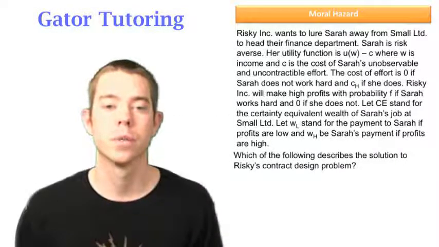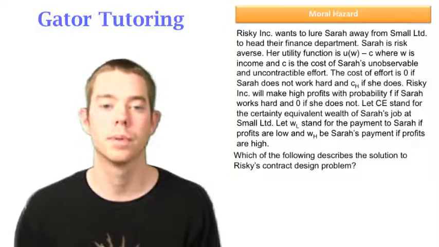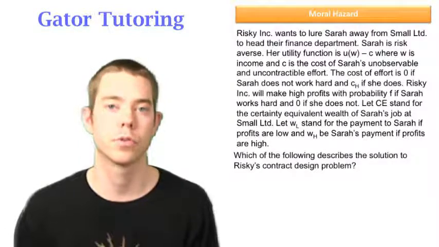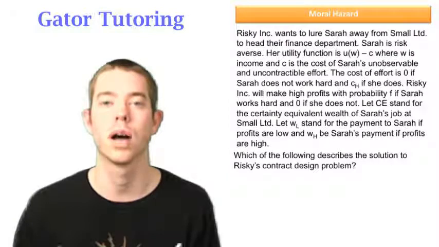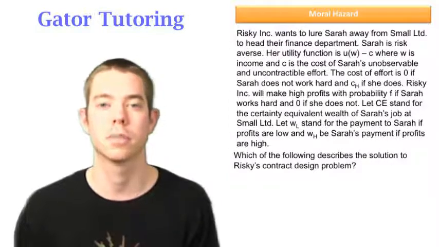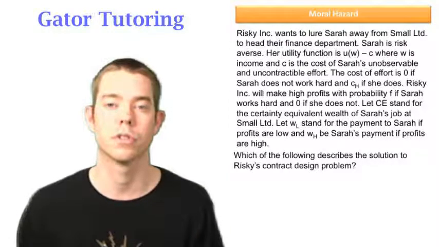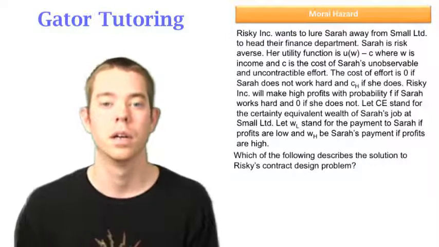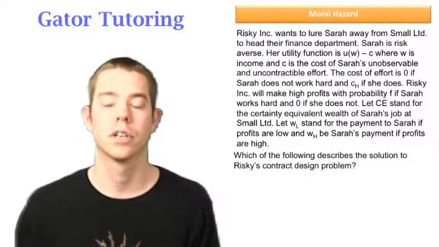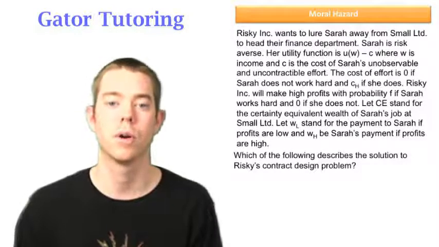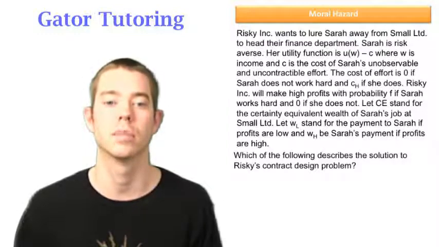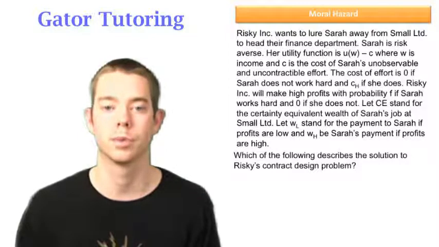It says Risky Inc. wants to lure Sarah away from Small Limited to head their finance department. So first we identify that this is a moral hazard question, because it's talking about trying to take an employee from her other job to our job. And then it goes on to give us her utility function, some function of wealth minus C, which is some cost of effort, and the effort is unobservable and uncontractable.